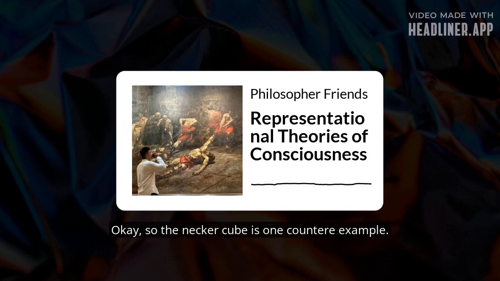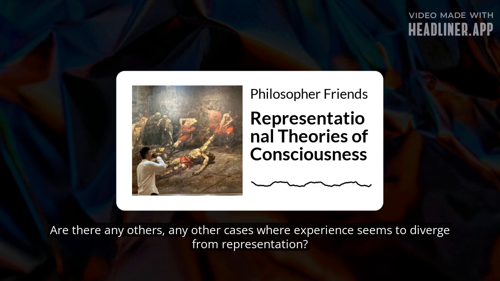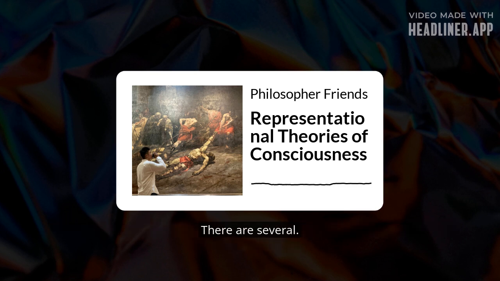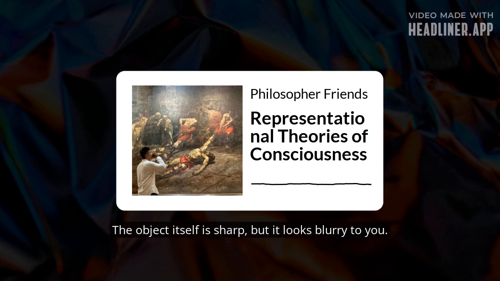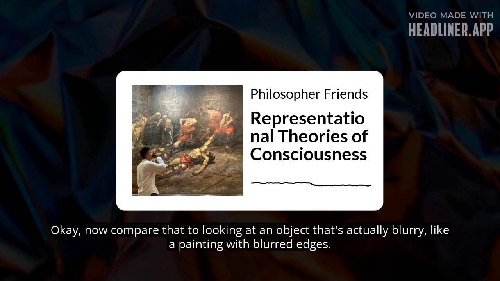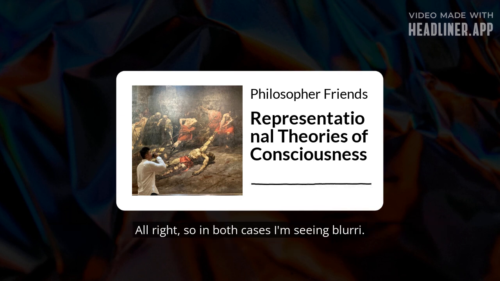Okay, so the Necker cube is one counterexample. Are there any other cases where experience seems to diverge from representation? There are several. Another one involves blurry vision. Imagine you're looking at a sharp object through a blurry lens. The object itself is sharp, but it looks blurry to you. Now compare that to looking at an object that's actually blurry, like a painting with blurred edges. All right, so in both cases, I'm seeing blurriness. What's the issue for representationalism?